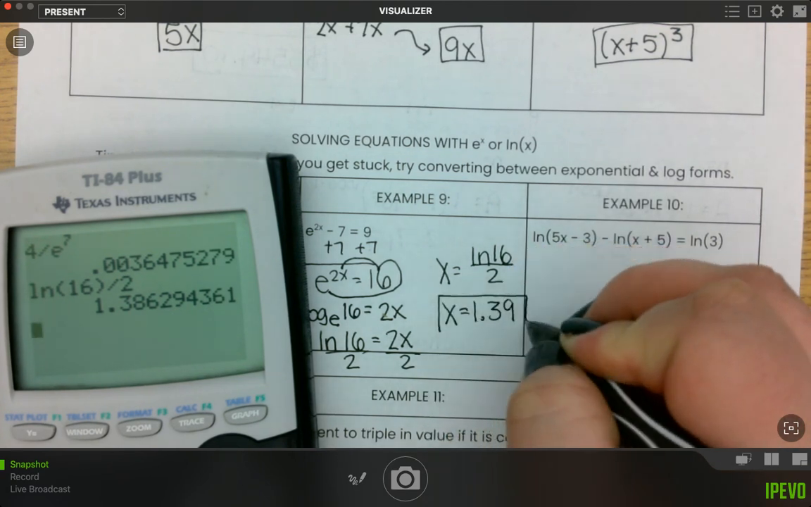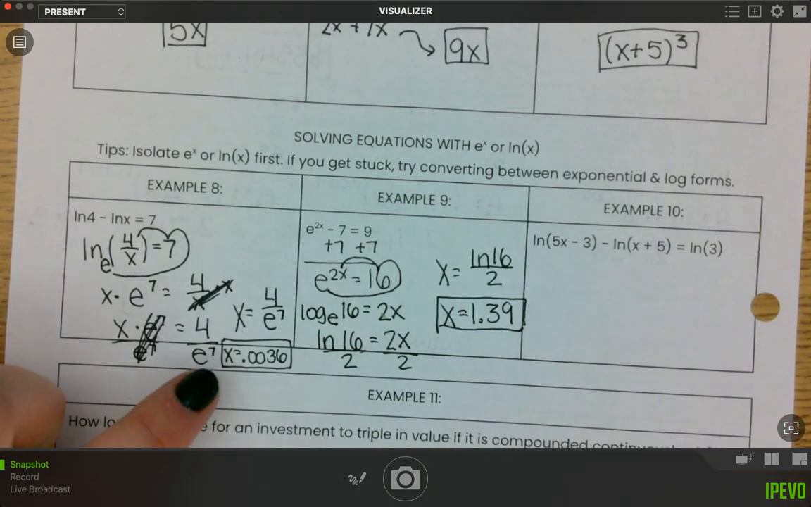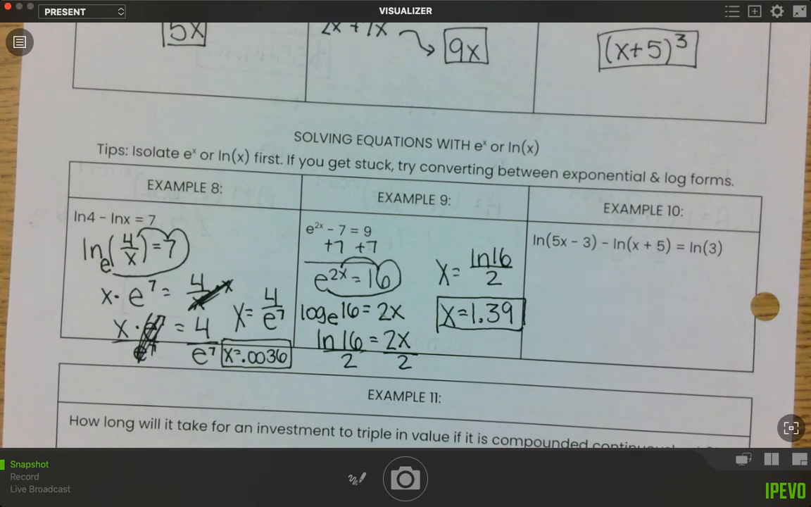Now, I normally round to 2 decimal places. The reason why I didn't on example 8 was so that I would actually have some of my numbers and I wouldn't lose all of them.